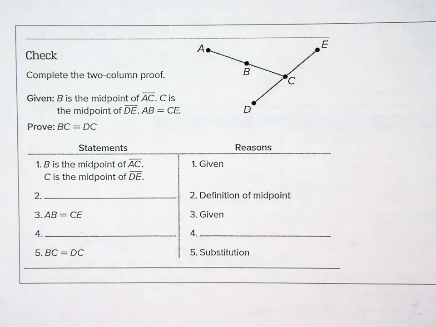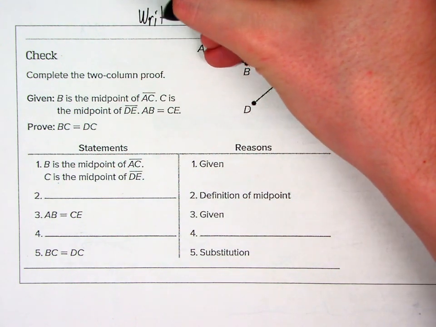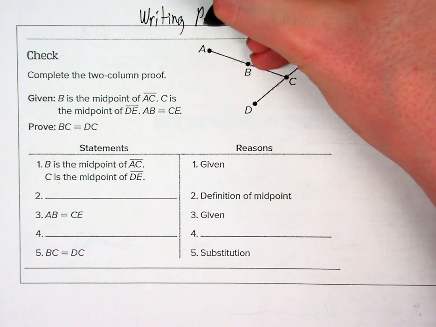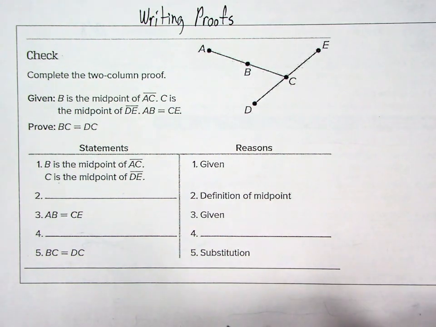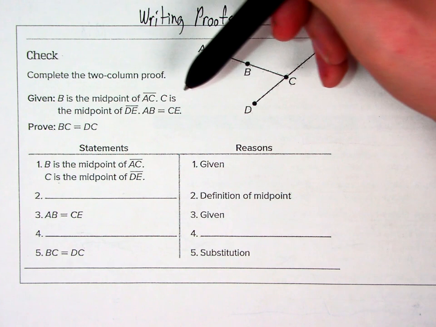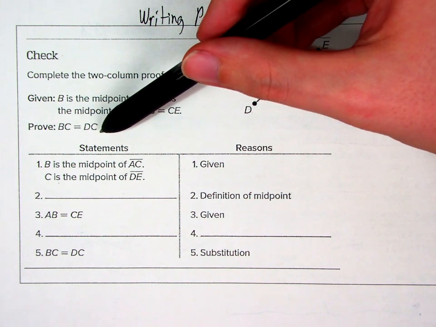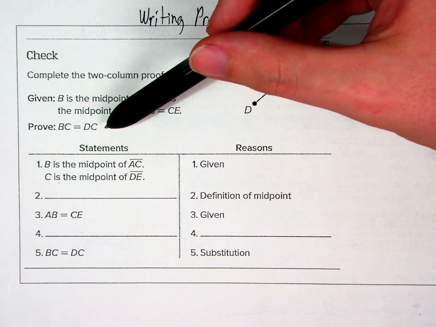Alright, finishing up part 2 of writing proofs. Again, most of the time, your proofs, you'll be given some information, and you have a clear goal we're going to want to prove, and we end our work once we've proven that goal.